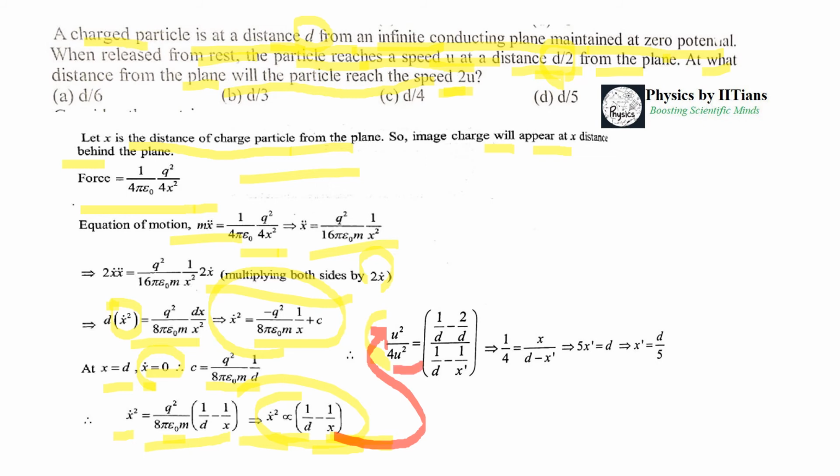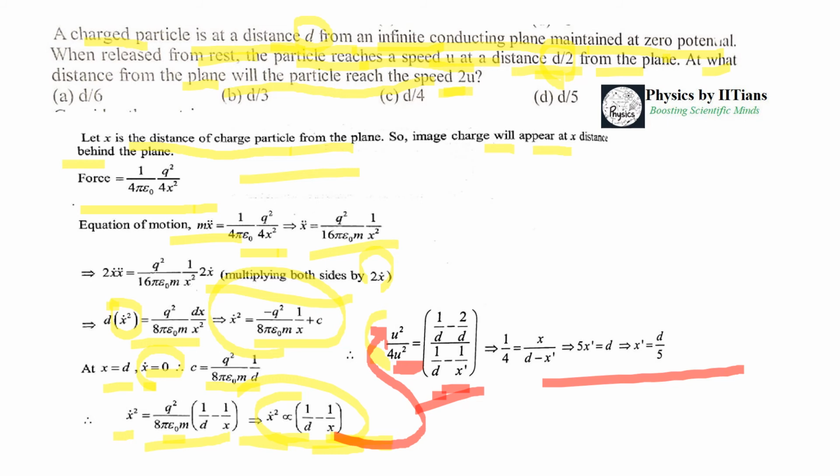But whenever the velocity is 4u square, you don't know the distance, so let us take x as x prime. So you will write 4u square is proportional to 1 by d minus 1 by x prime. So you take these two proportionalities and you just take the ratio of these two speeds, that is u square by 4u square is equal to 1 by d minus 2 by d divided by 1 by d minus 1 by x prime. So you will get x prime as d by 5.